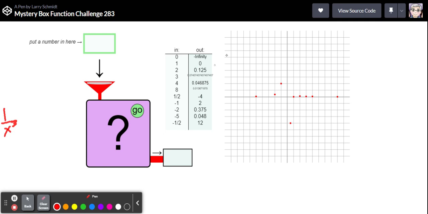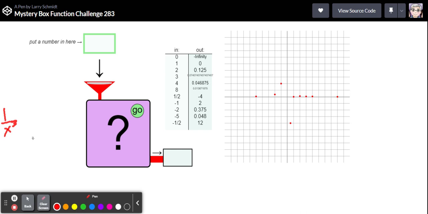But that doesn't quite work, does it? It can't just be 1/x cubed, because if you put in a 1, you should get 1, and we got 0 here. If you put in a 2, you should get 1/8. So it works for 2, but not for 1. Well, how could we make it work for 1? If we put in 1, we're going to get 0.